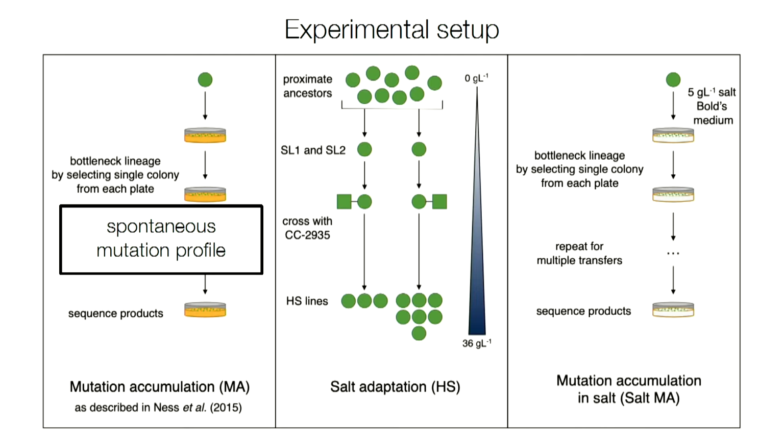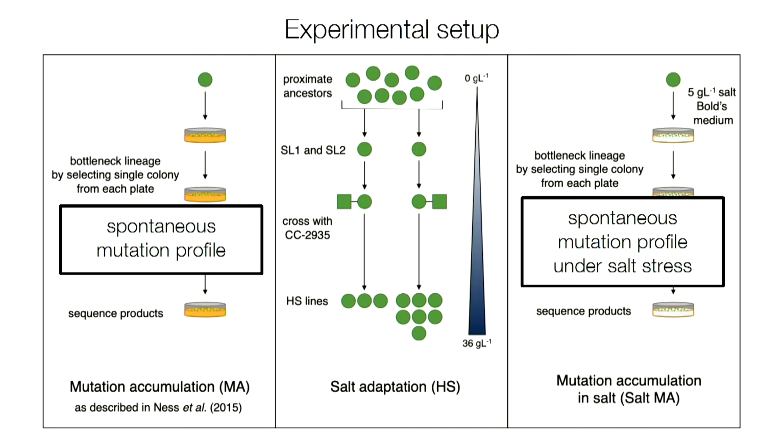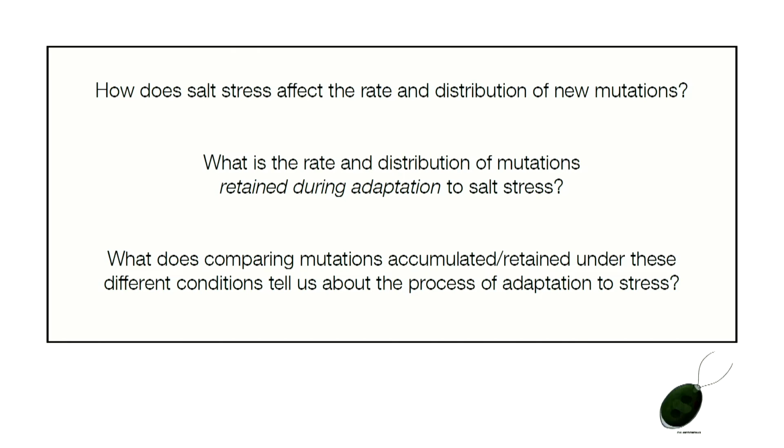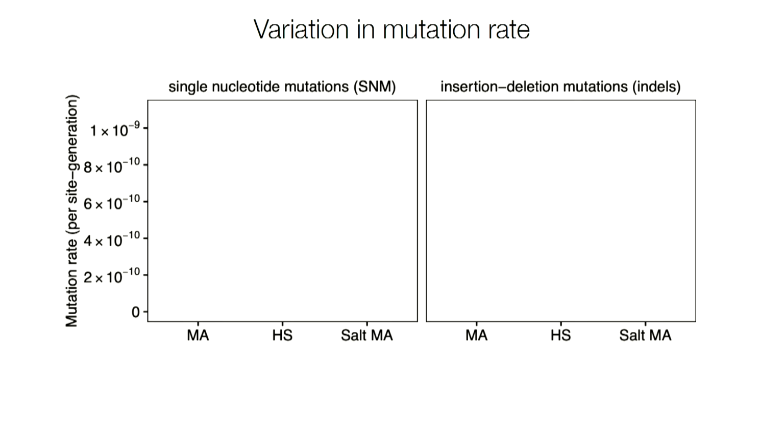What we have here in the setup is, from the original MA experiment, the spontaneous mutation profile. We now also have the spontaneous mutation profile under salt stress. And finally, a set of mutations that were actually retained after lines were adapted to high salt conditions. So looking back at our questions, we're interested in the rate and distribution of new mutations across these 3 sets.